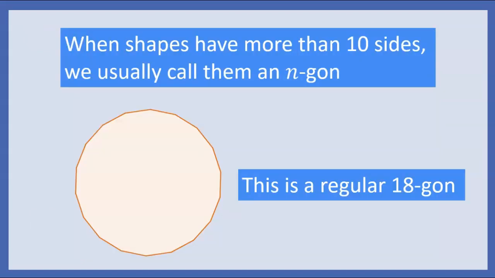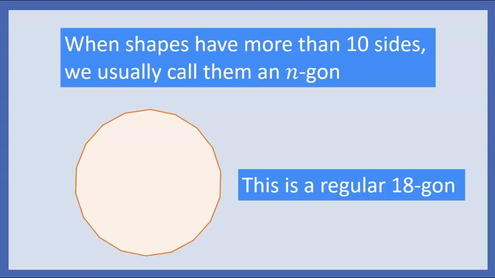And then when we get above 10, we generally stop giving them names just because we don't want to remember all those names. Some of them have names, but in general, we'll just call them n-gons, where n is the number of sides. So this, for instance, we're looking at here is a regular 18-gon. There are 18 sides, and they're all the same length.